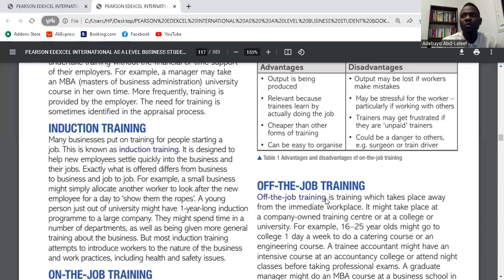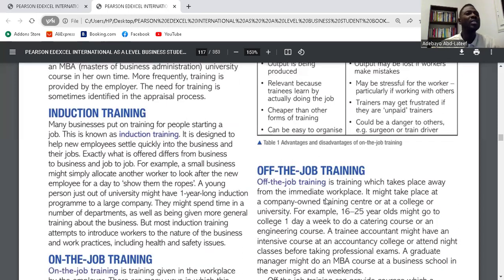Some people do not feel comfortable working with other people. They want to concentrate on their job and do it. But if they have to train others, they might not feel comfortable about that, and as a result, they might get stressed. Trainers may get frustrated if they are unpaid trainers. Companies might give them the work to do without paying them. They might not be happy with that.